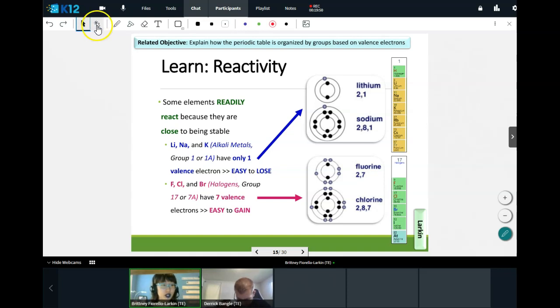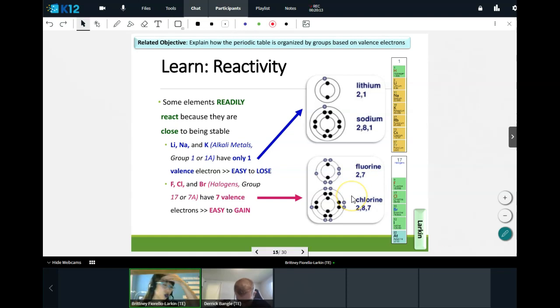So this is important to understand. If you are stable, you are not reactive. If you are stable, you are non-reactive. You don't want to bond. If you are close to being stable, you are highly reactive because you're so close to being happy that they are going to be very aggressive in filling their shell or losing their shell.